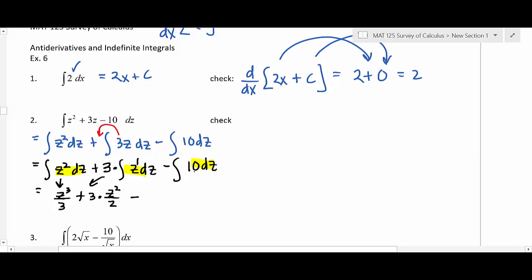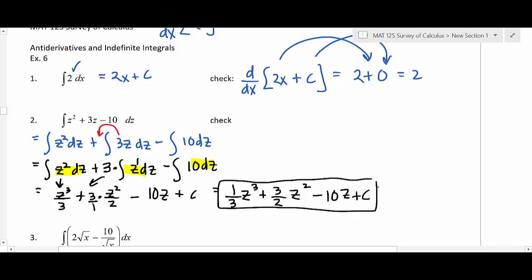Don't forget this one. What would you take a derivative of that would just give 10? 10z. Now put your plus c. You don't need to put a plus c after each integral. That's just one big plus c for the whole thing. Then I would probably clean up the answer like this. It's okay to write it that way. It's also good to know that this is the same thing as 1/3 z to the third. That's the preferred way to write that. And then this here is 3 halves. So you'd have plus 3 halves z to the second, minus 10z, and then plus c. That would be the answer to your integral right there.